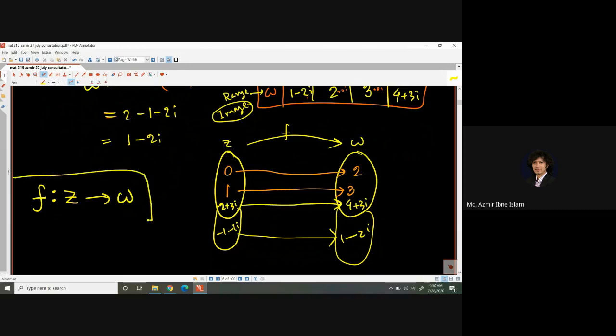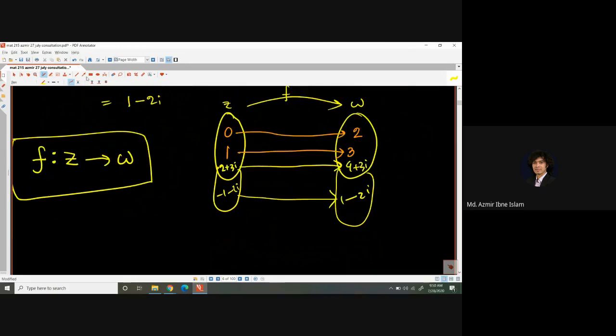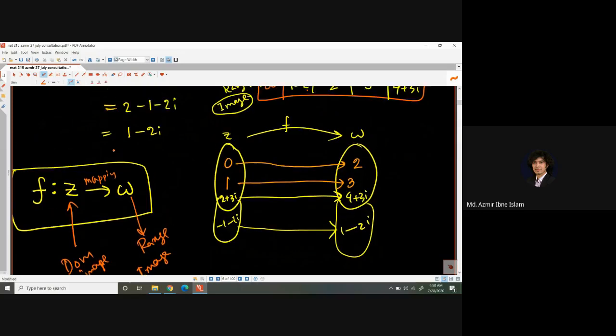This is now widely used. Here z is the domain, or we can say pre-image, and w is the range, it is the image, and this is the mapping, so we can say z is mapping to w.